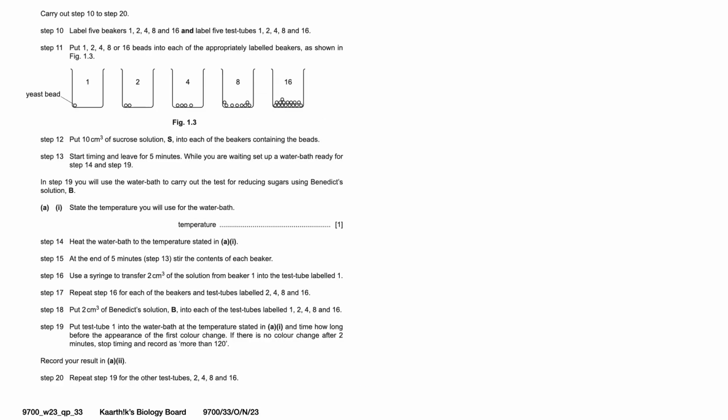Next, we need to carry out steps 10 to 20. In step 10, first we label the beakers 1, 2, 4, 8 and 16, and label 5 test tubes 1, 2, 4, 8 and 16. As they have shown in the image, we label the beakers and then add that number of beads into each beaker. Then we put 10 cm³ of sucrose solution S into each beaker, start the timing and wait for 5 minutes.